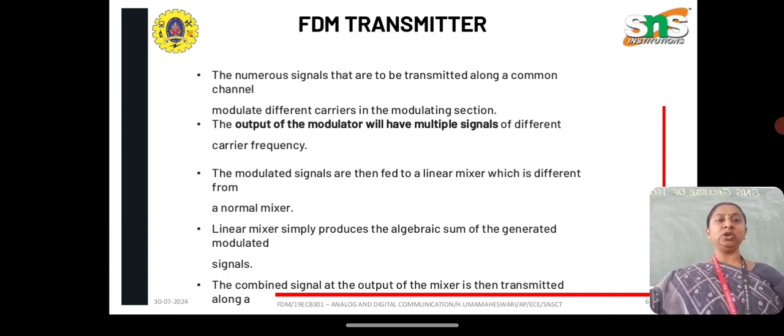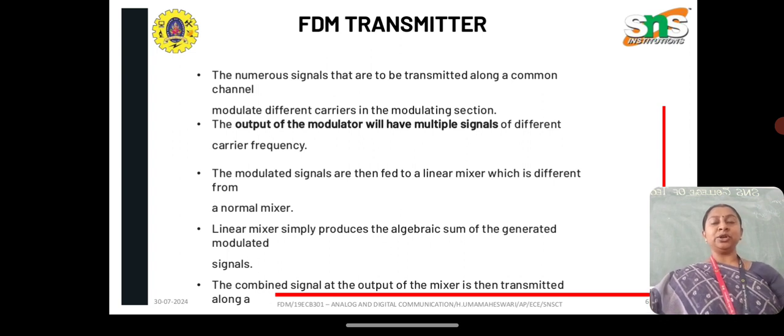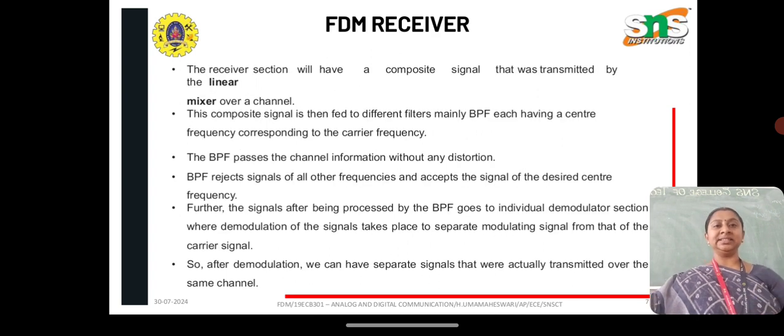In the FDM transmitter, the numerous signals that are to be transmitted along a common channel modulate different frequency carriers in the modulating section. The output of the modulator will have multiple signals of different carrier frequency. The modulated signals are then fed to a linear mixer, which is different from a normal mixer. The linear mixer simply produces the algebraic sum of the generated modulated signals. The combined signal at the output of the mixer is then transmitted along to the receiver.